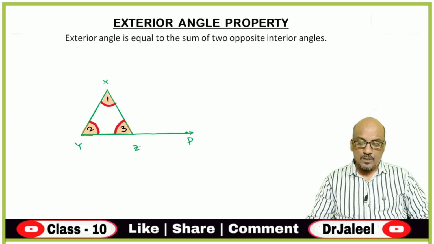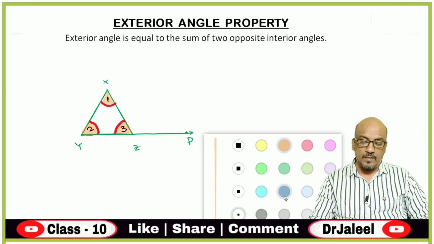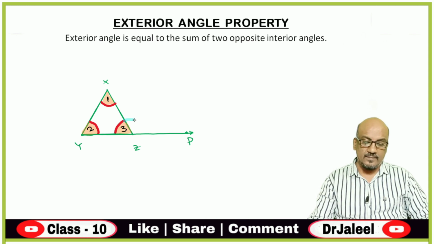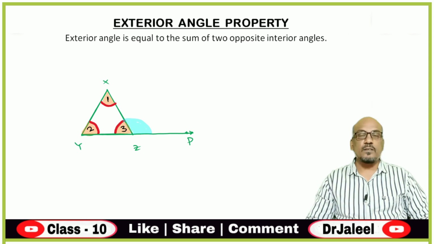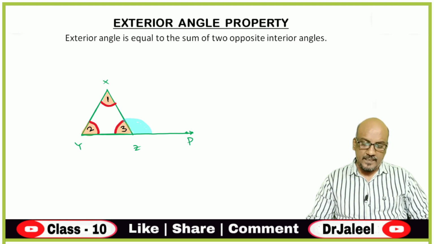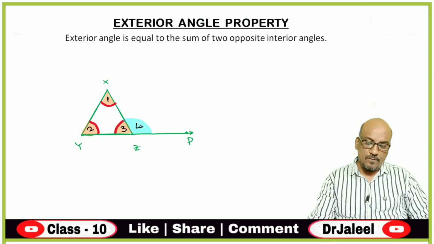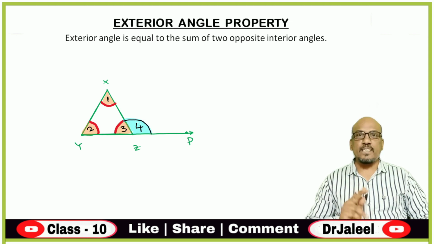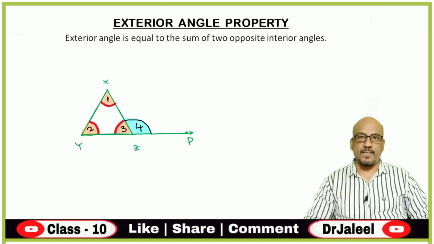Then children, there is one angle which is formed outside the triangle. This angle. This is called exterior angle because it is outside the triangle. So let me number it as 4. So children, there are 3 interior angles, 1 exterior angle.